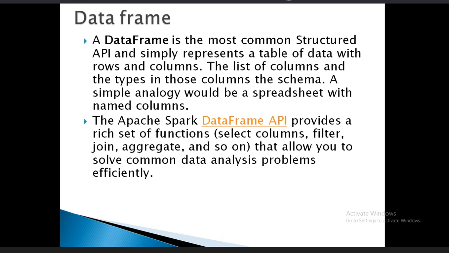The Apache Spark data frame API provides a rich set of functions, meaning your transformations. Like you can select specific columns, and you can perform a filter condition, like a query clause from the database point of view. Select columns means select ID, name, salary from the table, meaning from the data frame. Filter condition is like your where clause.